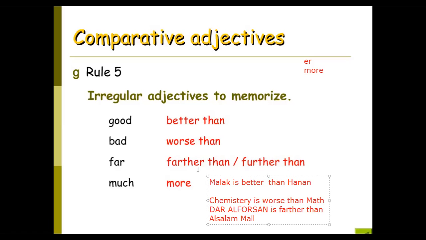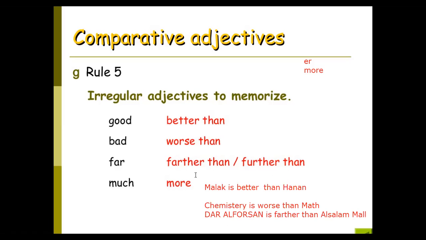But with far, I can use it in two ways. I can say farther than, the same far, I'll put T-H-E-R, or further. Or I can make it in another pronunciation to say further than. All of them are correct. If you say farther or further, all of them are correct. This is a difference in dialects, nothing else. But you can use this or this.